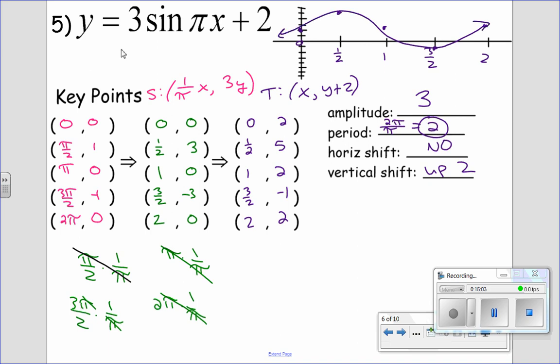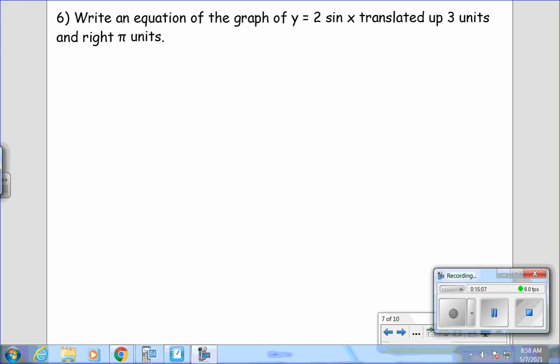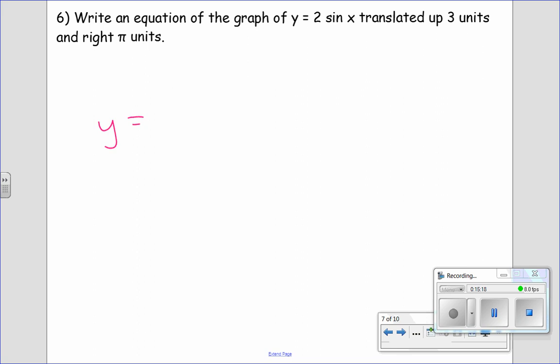Oh, and they didn't ask domain and range. Cool. Write an equation of the graph translated up 3 and right pi. All right, so we just need to insert a c and d value. We already have our a value. It appears we have a b value of 1.